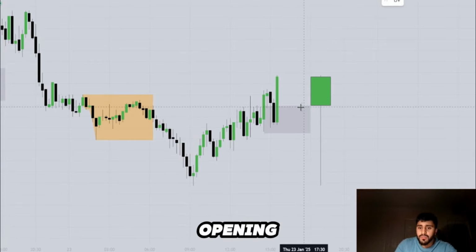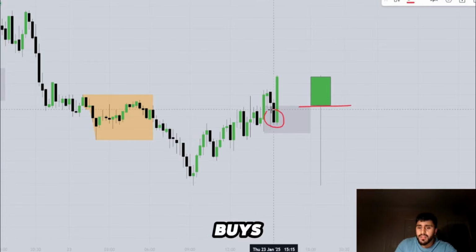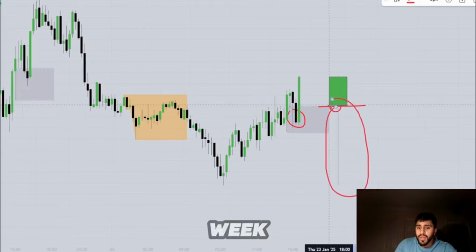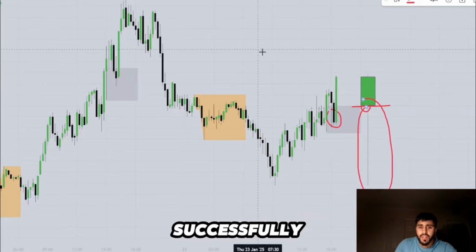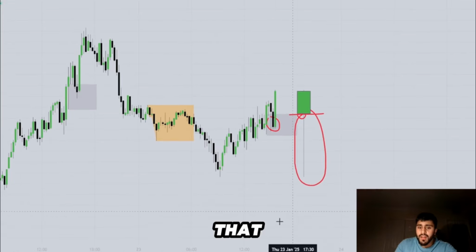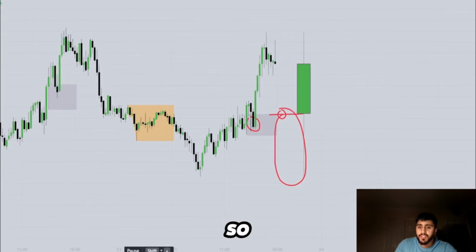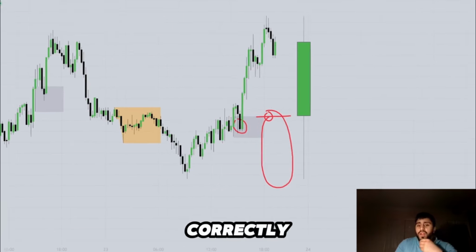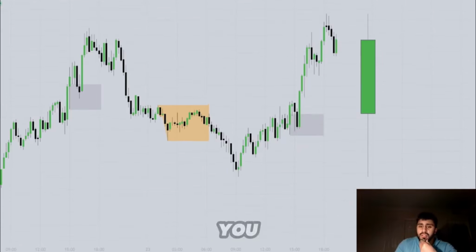Let's say the opening is around this region, I want to be looking for buys that are below this area. So I'm looking to trade this wick, right? So if I can catch this wick successfully, what that then means is that I can then obviously catch the expansion, right? So the expansion is, of course, this large move over here. So I'm positioning myself correctly as a trader. That's the most important thing you need to understand, right?